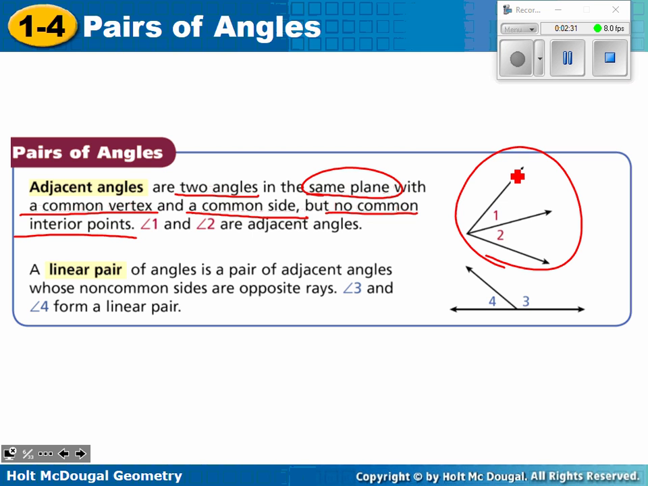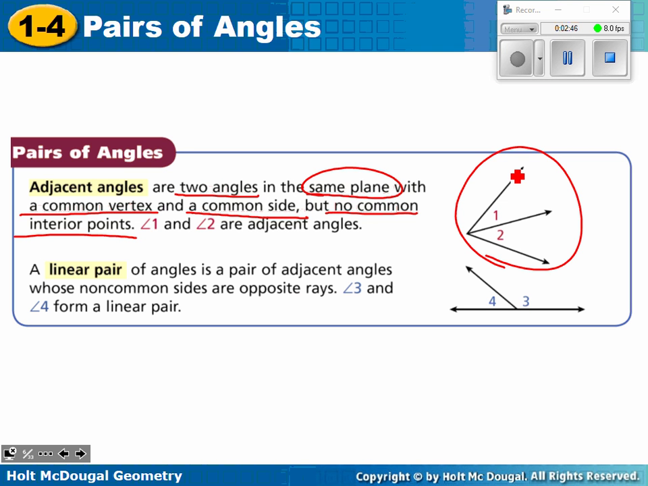But if I pick a point inside angle 1, it is not inside angle 2. So 1 and 2 are adjacent. They have a common vertex and a common side. Okay, so they can't overlap and be adjacent. They have to be side by side.